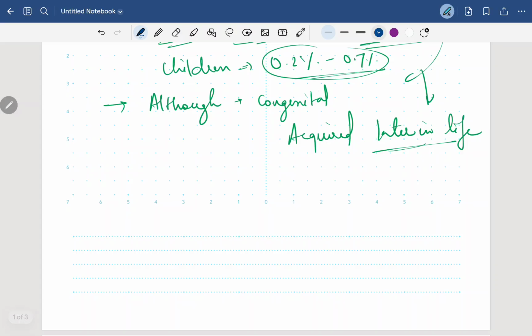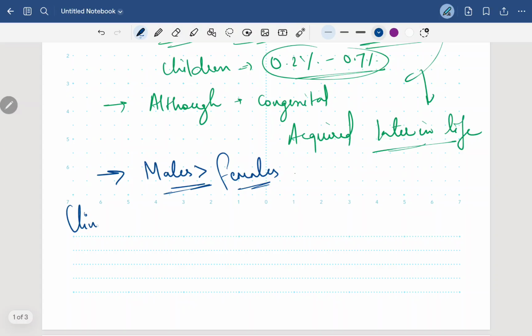If we talk about males and females, it is seen most commonly in males. Males have more chances than females to have commissural lip pits. And if there is a family history, in some cases it may be autosomal dominant.